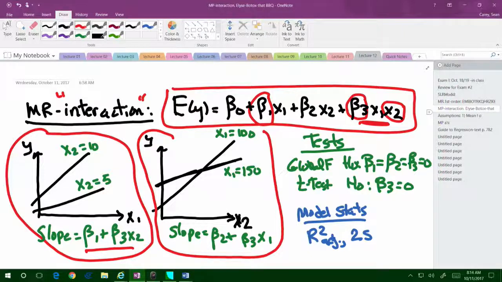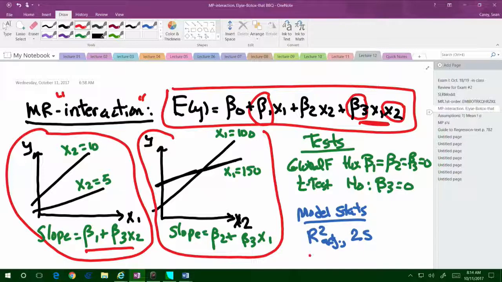Now as far as the tests go, global F test, always the case, always an important test to do, test the statistical adequacy of the model. And of course that involves an extra beta now, beta 1, beta 2, and beta 3 simultaneously equal to 0. And then also, because we have this more complex term, now a t-test on that more complex term makes sense to do. Because we want to know, do we have interaction or don't we? It's an important question, so we want to test that also.